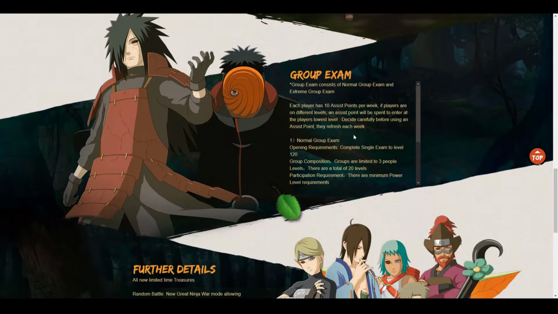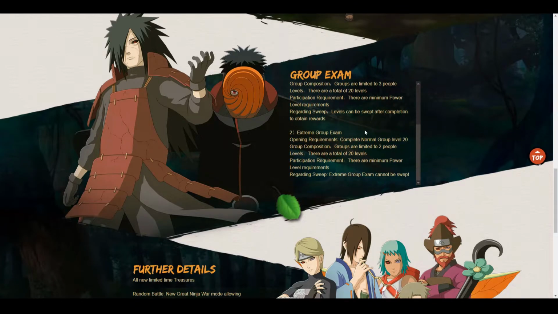So, continuing on, we have group exam. Group exam consists of normal group exam and extreme group exam. Apparently there are 2 versions. Each player has 10 assist points per week. If players are on different levels, an assist point will be spent to enter at the player's lowest level. Decide carefully before using an assist point. They refresh each week. Normal group exam opening requirements: complete single exam at level 120. Group composition, groups are limited to 3 people. There are 20 levels in total. There are minimum power and level requirements. Interesting.